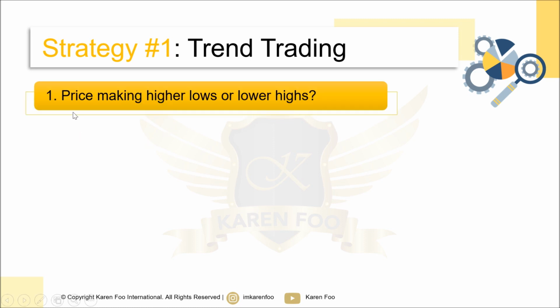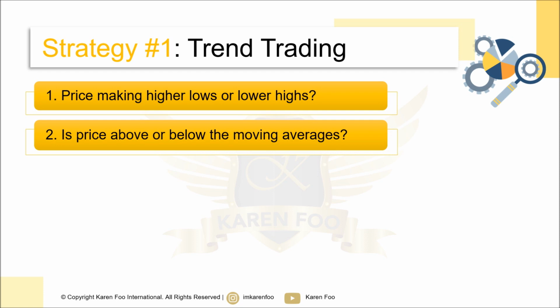Okay, first thing first, you need to look at the chart in a bigger picture. Is price making higher lows or lower highs? Basically, is price on an uptrend or downtrend? Simple as that. Is your 50 above 100, 100 above 200, or is it the other way around? And also make sure that you take note of where the price is as compared to the moving average. Is the price above or below moving averages?